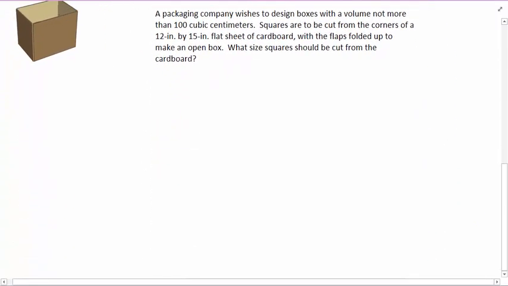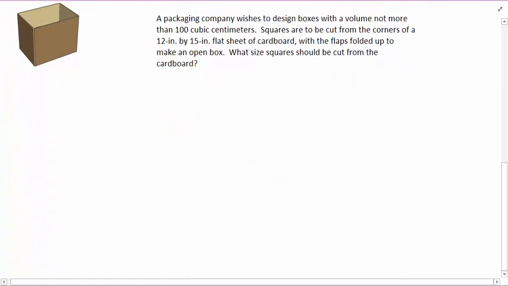We're going to look at a second problem here. A packaging company wishes to design boxes with a volume not more than 1,000 cubic centimeters.